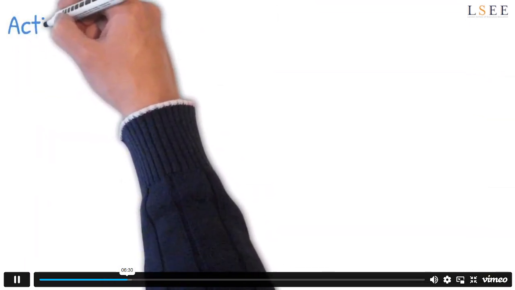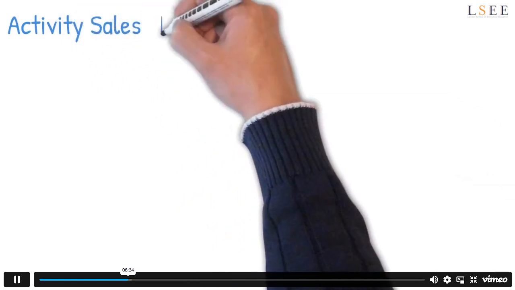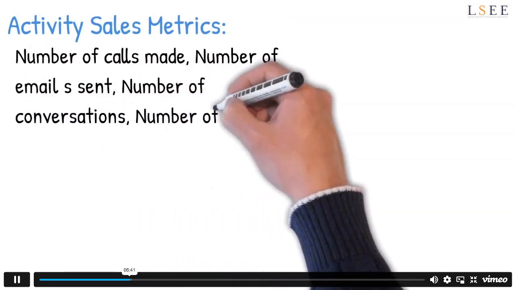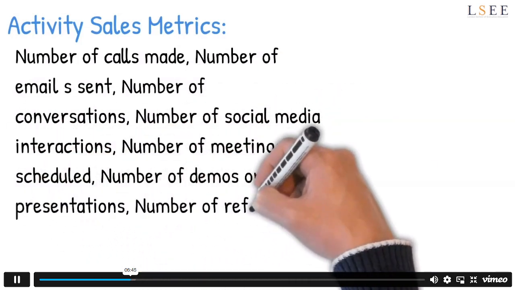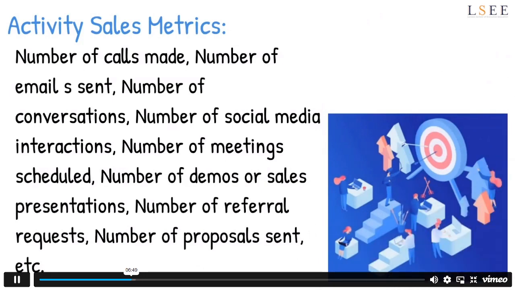Activity sales metrics. Number of calls made, number of emails sent, number of conversations, number of social media interactions, number of meetings scheduled, number of demos or sales presentations, number of referral requests, number of proposals sent, etc.